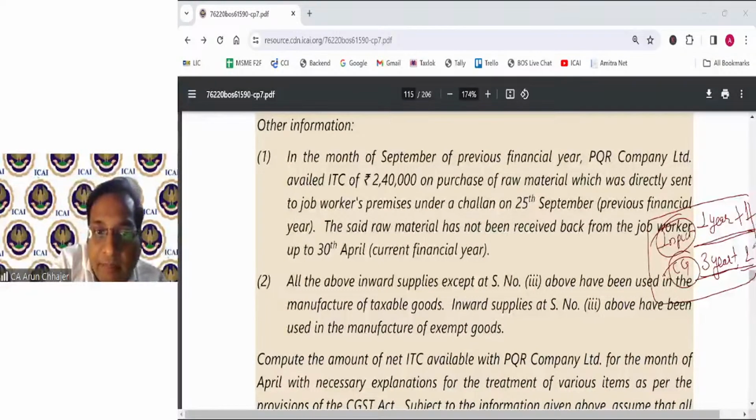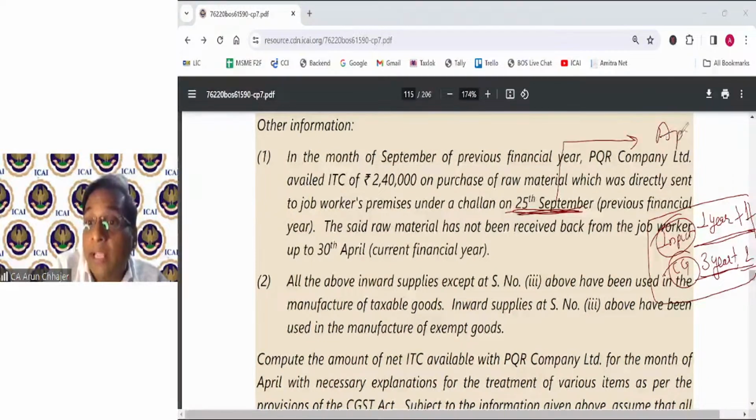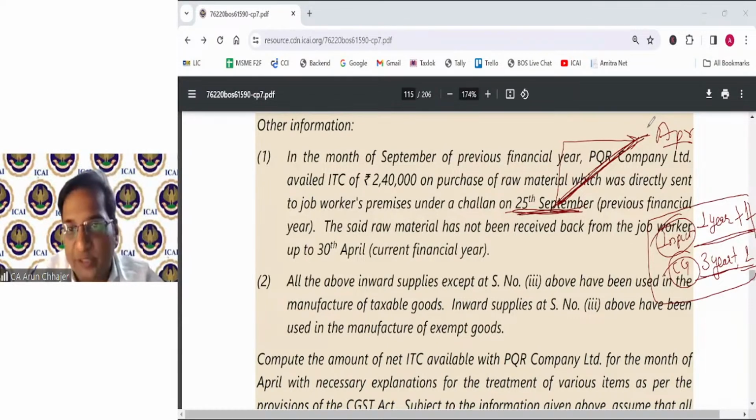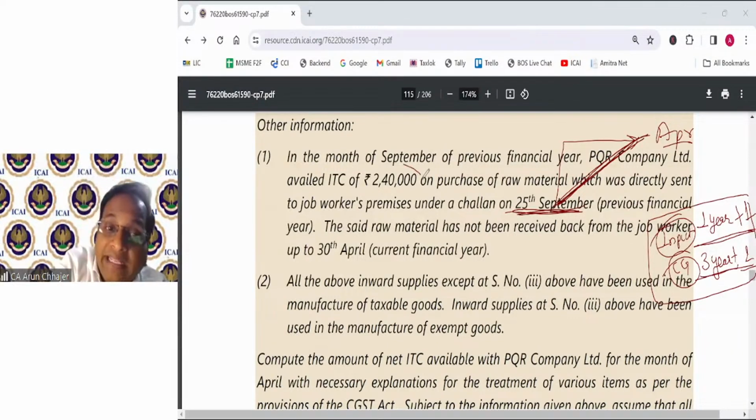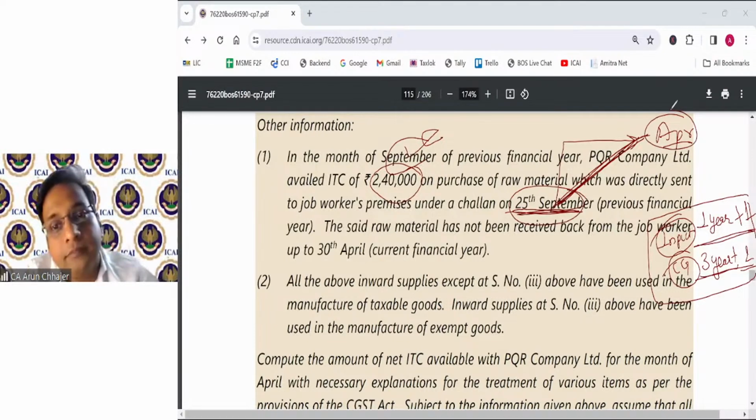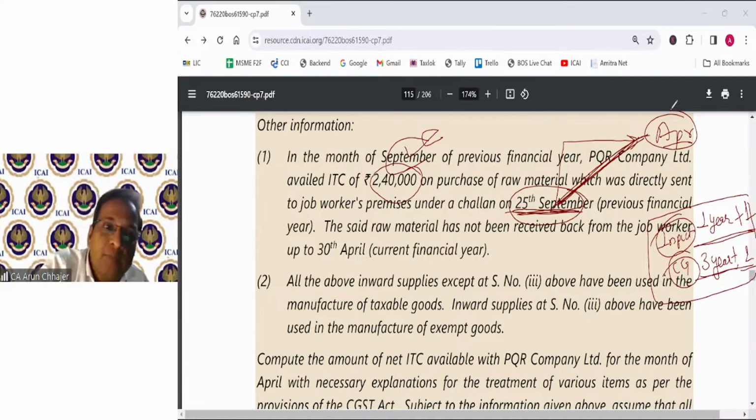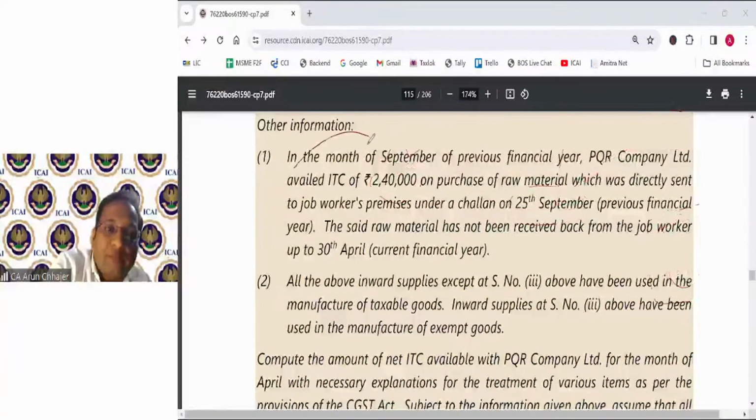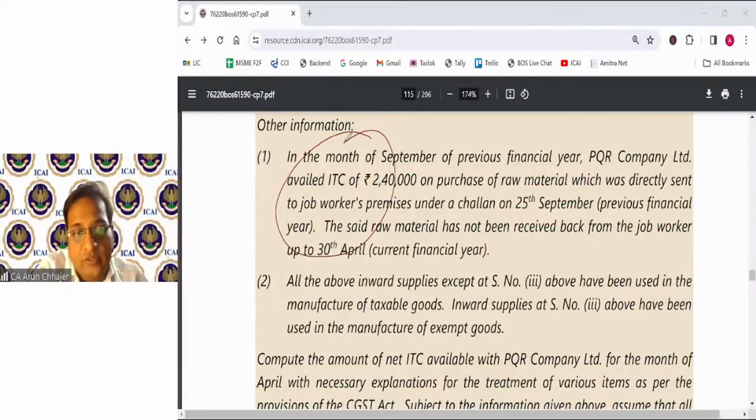Now, please see the date of sending the goods, 25th September, and we are talking about April. Whether 1 year time limit has expired? No, it is not expired. So the ITC is correctly taken in the last year, no problem. And because 1 year has not been expired, it will not create the liability in my hands. My means, me means, who am I? Principal. So this point is not relevant, but you have to explain the concept in the exams.